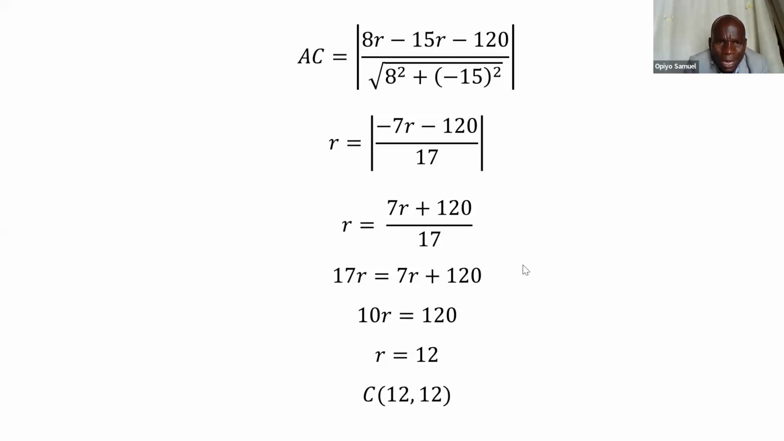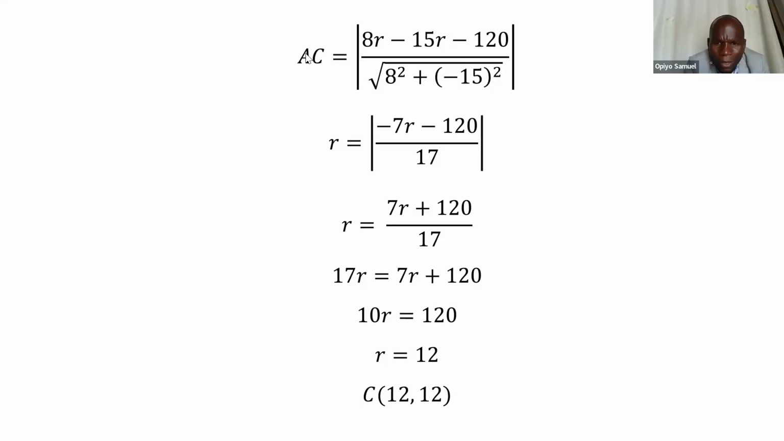So as I said earlier on, yes, Mark. Thank you, sir. Teacher, I didn't get the part where we got the modulus of R. We have negative 7R minus 120 over 17, and then we come to 7R plus 120. I didn't get that part.